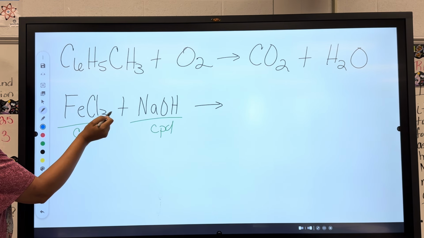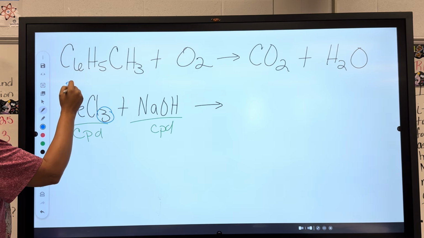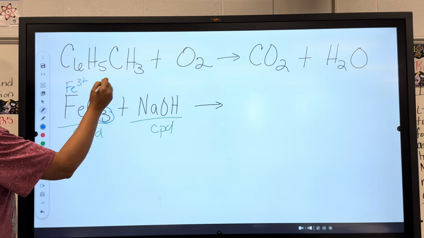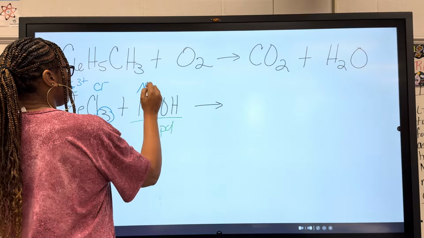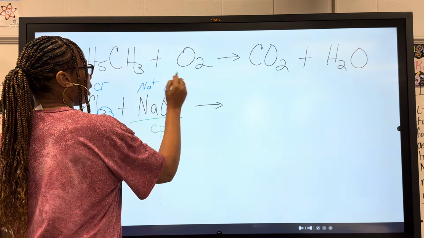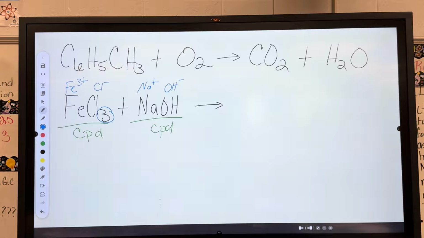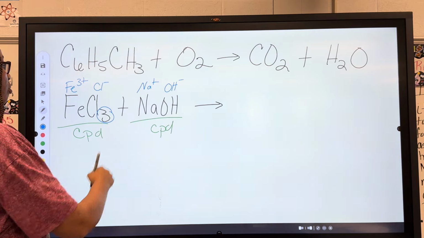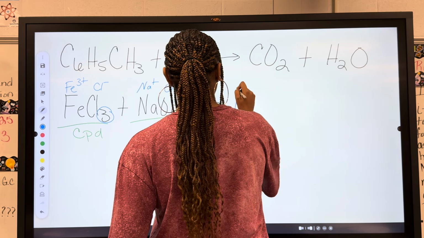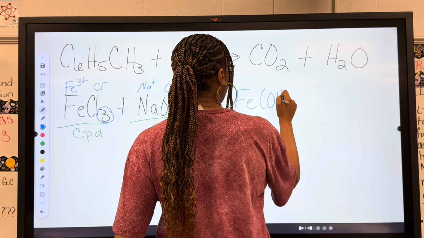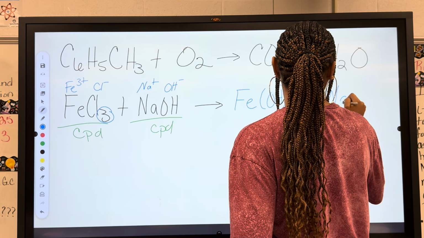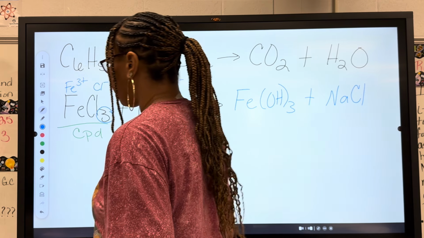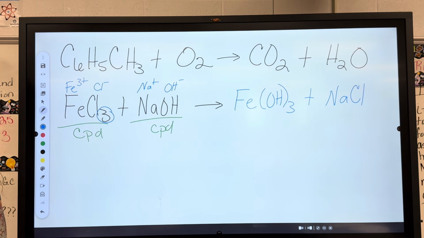I know this is iron 3 chloride because of this 3, which tells me that iron has a charge of +3. We know that chlorine, a halogen, has -1. Sodium is in group 1, so it has a charge of +1, and the hydroxide polyatomic ion is -1. So I'm going to swap my cation for cation, and that means I'm going to put this iron with this hydroxide, and I'm going to end with Fe(OH)3, and I'm going to put this sodium with this chlorine, NaCl. So I have iron 3 hydroxide and sodium chloride.